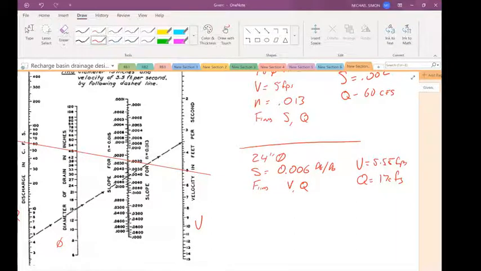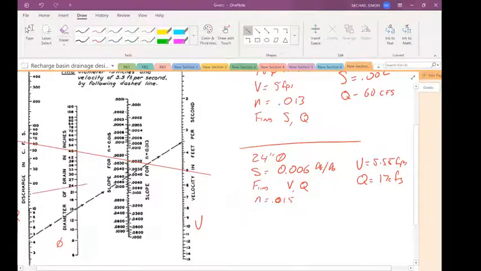On the second problem, 24 inches and 0.06, and on this one, I should have told you n is equal to 0.015. At least it'll work in the video. You might be yelling at me through the computer right now because I didn't tell you that before, but I can't hear you, so it's okay.